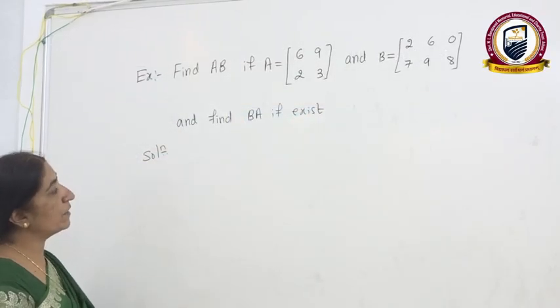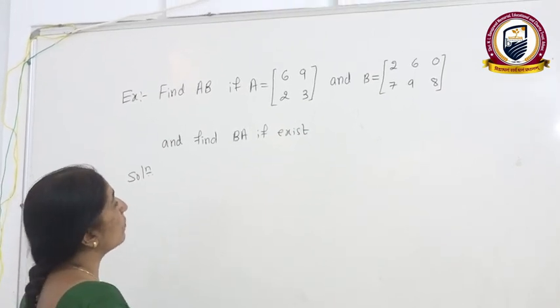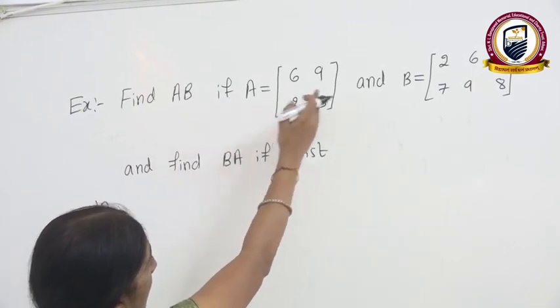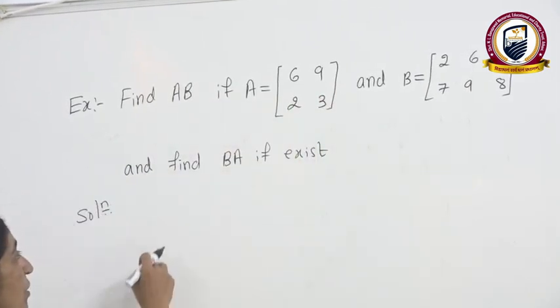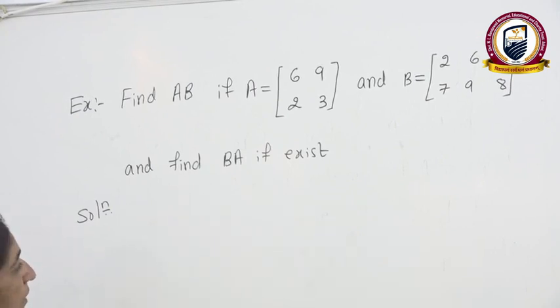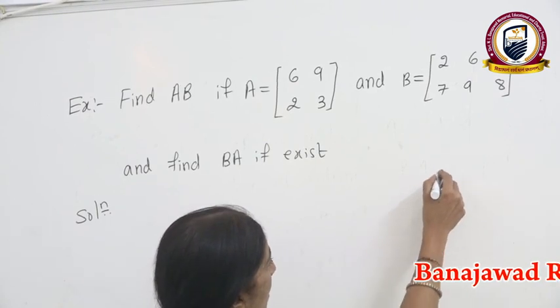In the next example, again I am explaining the product of matrices. See the question: find AB. Here A and B are given, and one more question: find BA if it exists. That means first you check with the help of order whether it is possible or not. First we will check for AB.